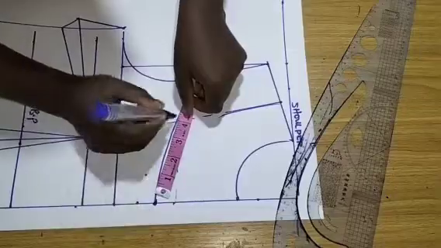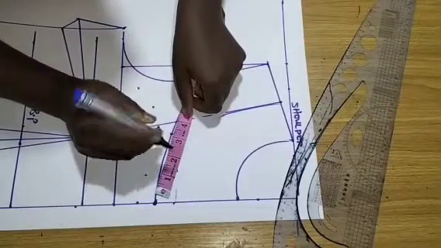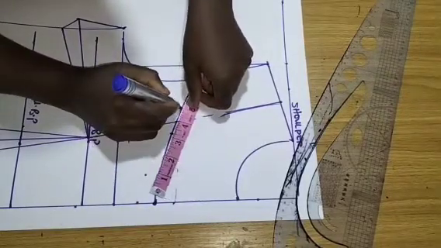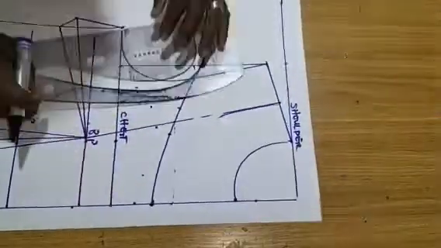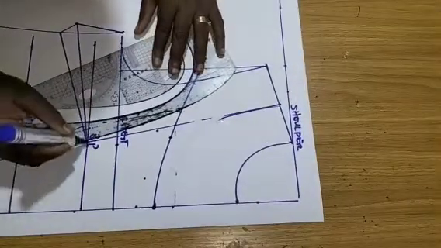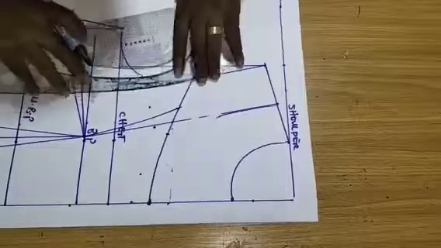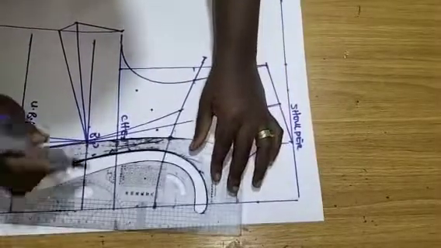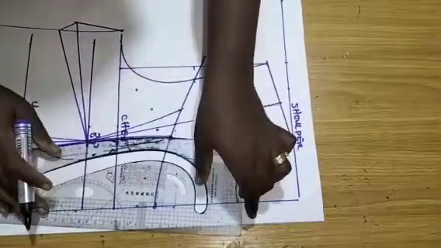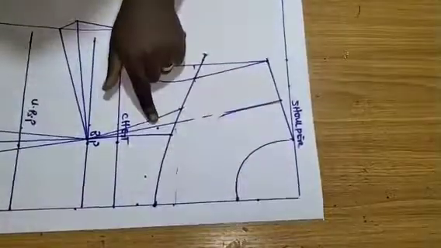So I'll just place my tape at the midline, go in by 0.75 and come out by 0.75, and this is it. I'll go this way and I'll go that way. So I've contoured this part.